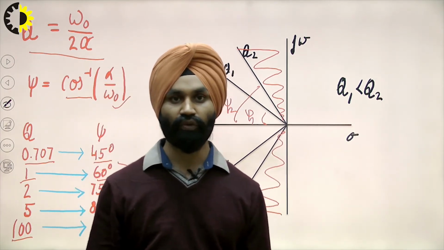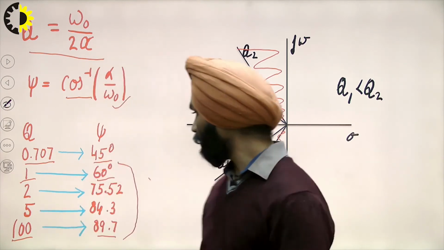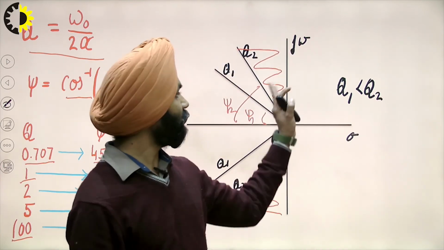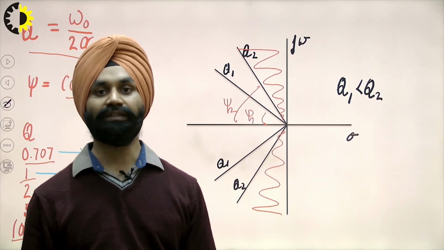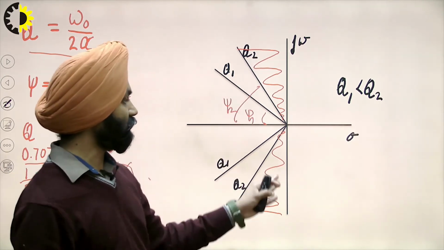Most of the time the Q will be more than 1. For Q more than 1, the angle is more than 60 degrees, and after 90 degrees it is not required, because it gives an unstable circuit. So, we are interested in this shaded portion only.